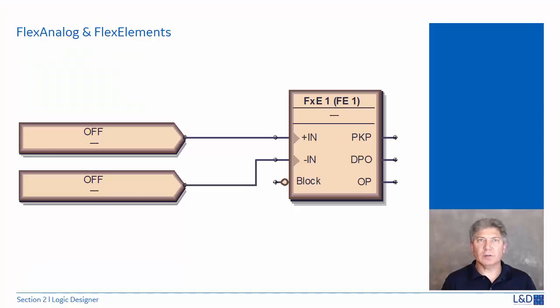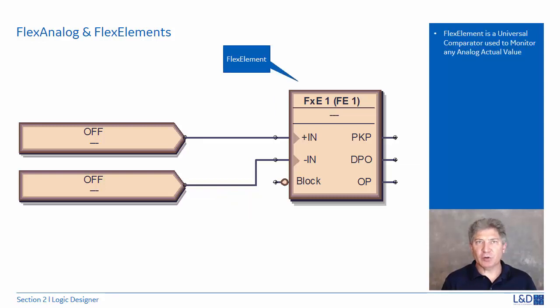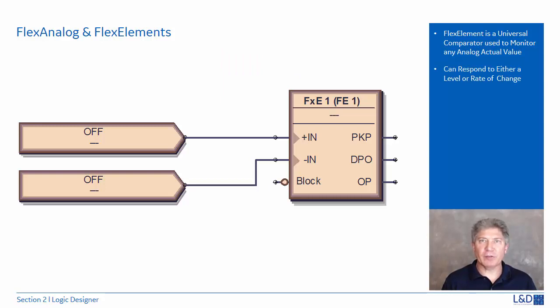The flex analog symbol can be used to monitor an actual value from the universal relay. The flex element symbol is a universal comparator used to monitor any analog actual value. With these two symbols, you have the ability to compare a single analog value against a threshold or compare the net difference between two analog values.